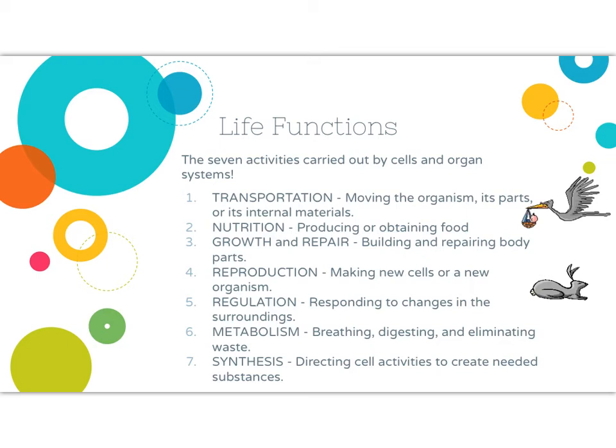Nutrition. They're able to produce or obtain food. Growth and repair. They are able to build and repair body parts or cellular systems. Reproduction. They are able to make new cells or a new organism. Regulation. They are responding to changes in the surroundings. Metabolism. They are able to breathe, digest, and eliminate waste. And synthesis. They are able to direct cell activities to create needed substances. So we're able to synthesize different things within our bodies that we require.